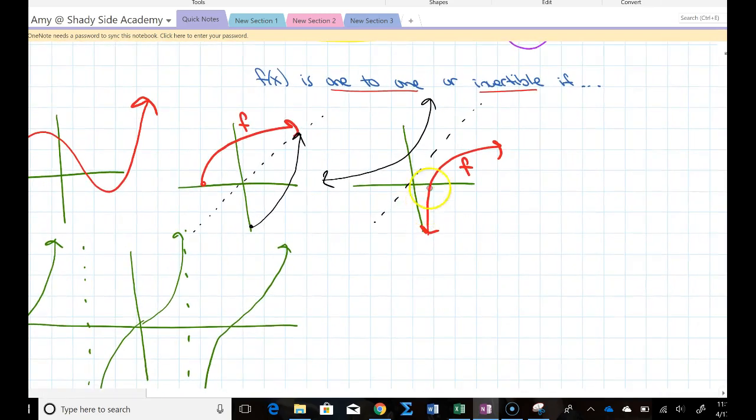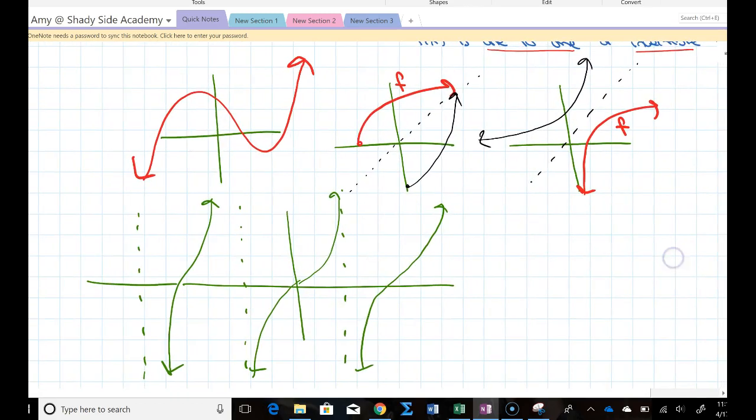Look over here. This function f, kind of a generic logarithmic function, has an asymptote at x equals 0. When I reflect that over the line y equals x, here's its inverse. Notice how its inverse is also a function of x. Therefore, f is invertible.